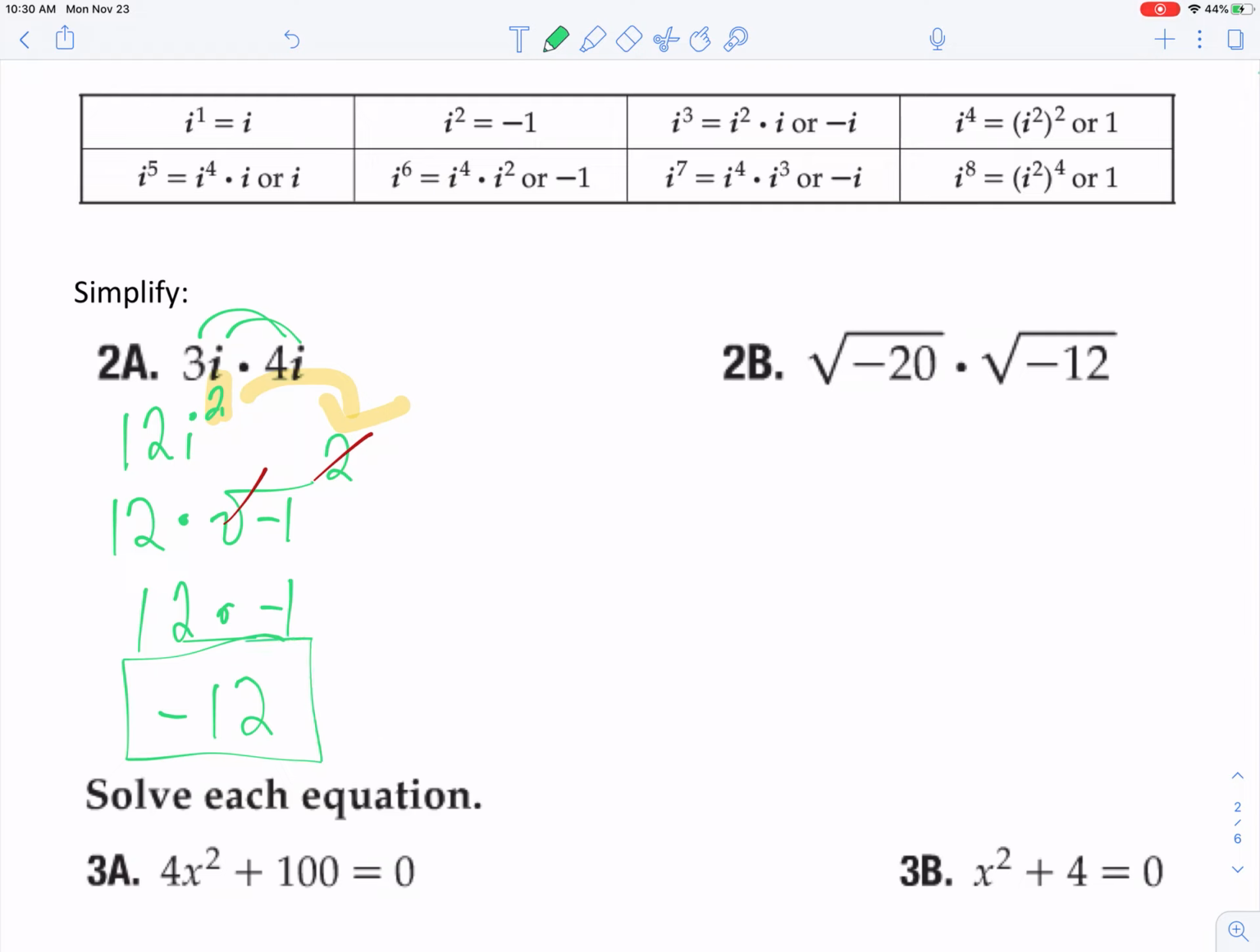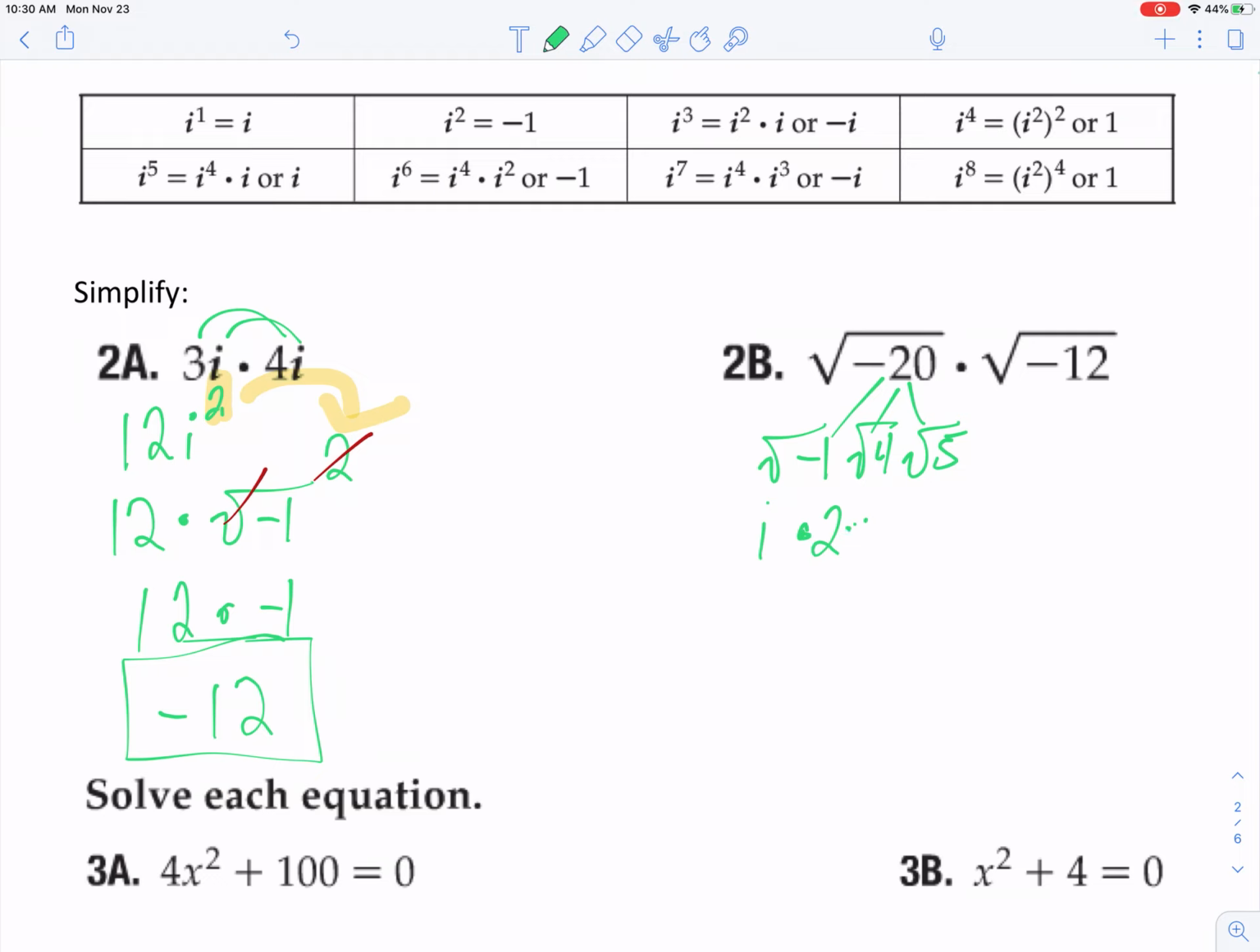Let's try another one. Sometimes they are not already going to have the radical simplified where it has the i. So what I'm going to do is separate this one out with a negative 1, a 4, and a 5, because 4 times 5 is 20. So that's going to give me i times 2 times the square root of 5.